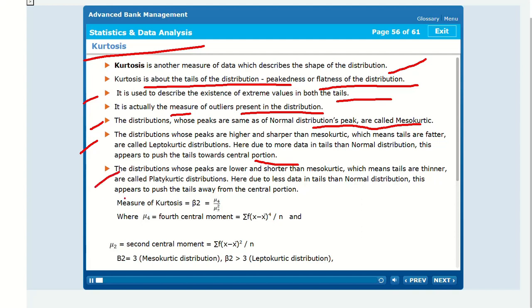The distributions whose peaks are lower and shorter than mesokurtic, which means tails are thinner, are called platykurtic distributions. Here, due to less data in tails than the normal distribution, this appears to push the tails away from the central portion.